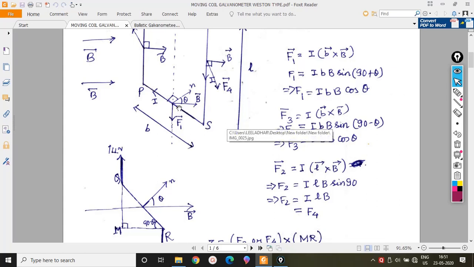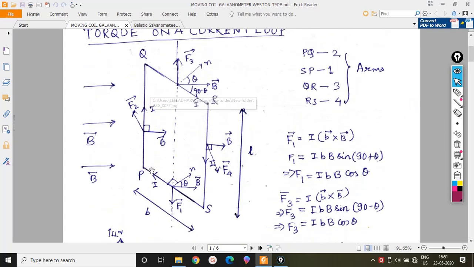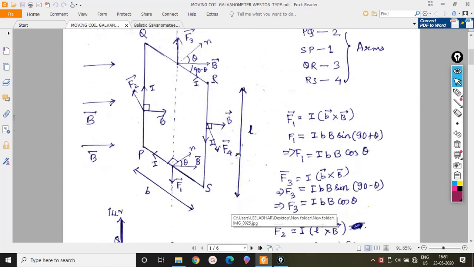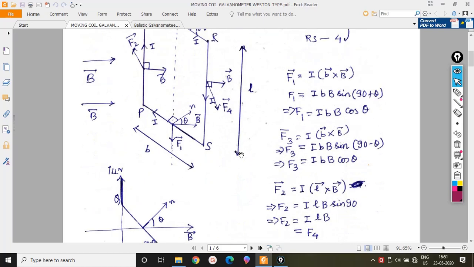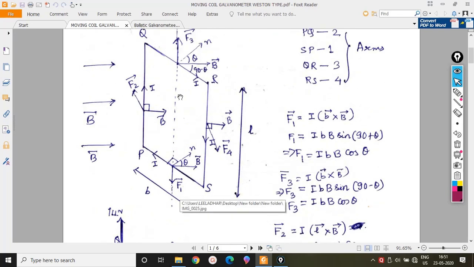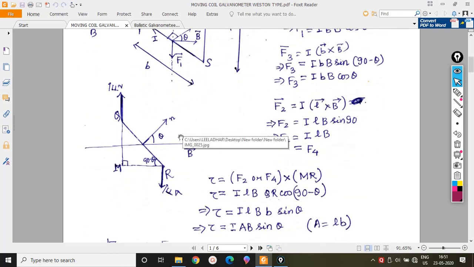Now if you go into detail and try to analyze the forces coming on the arms PQ and RS, then after taking the cancellation effect of F1 and F3, you have this diagram. This picture shows you the F2 at Q. This is your top view. You have the QR arm shown from top view.